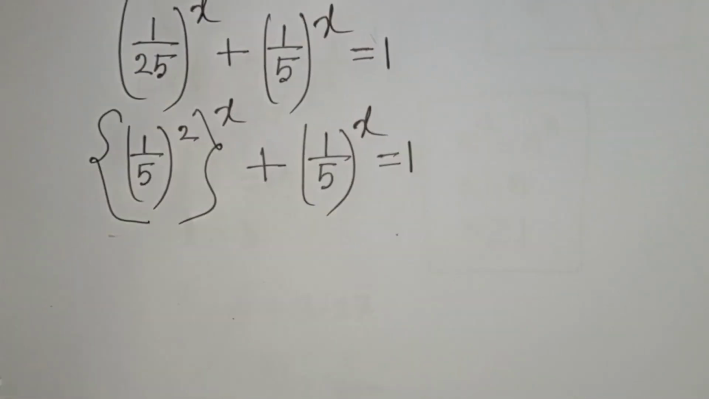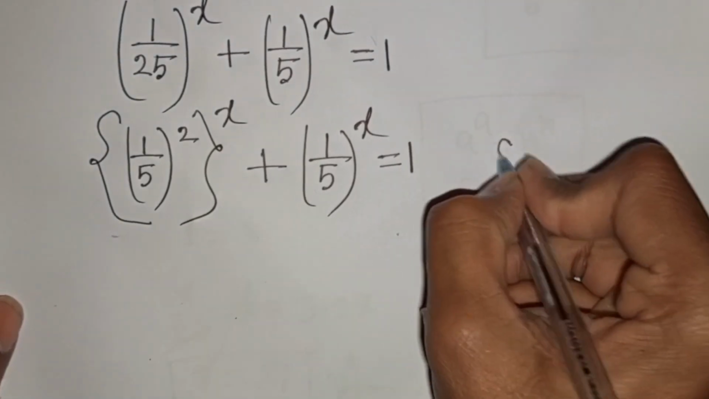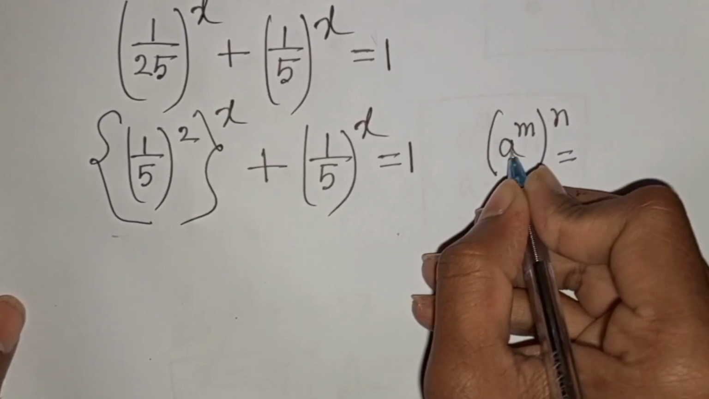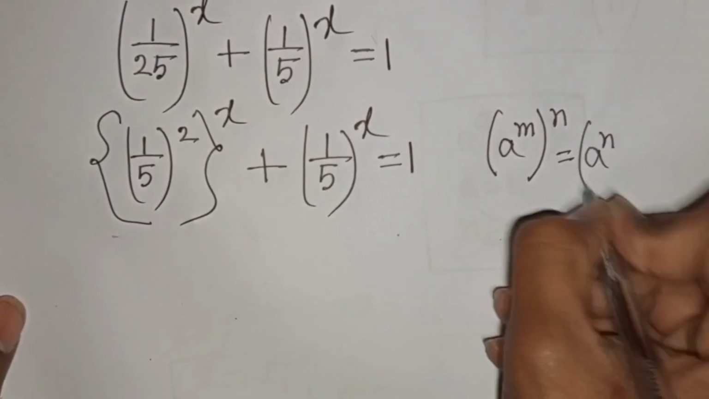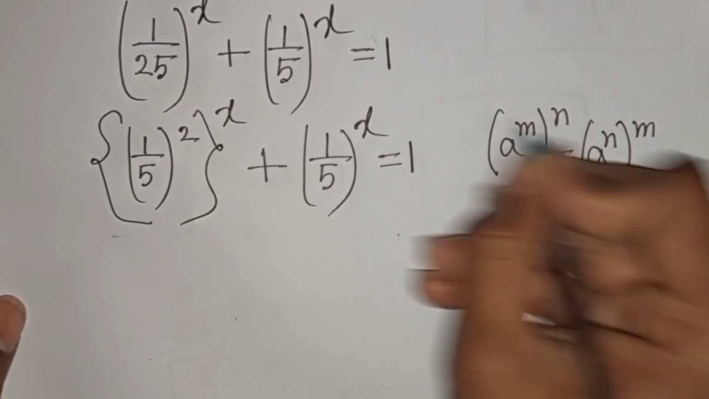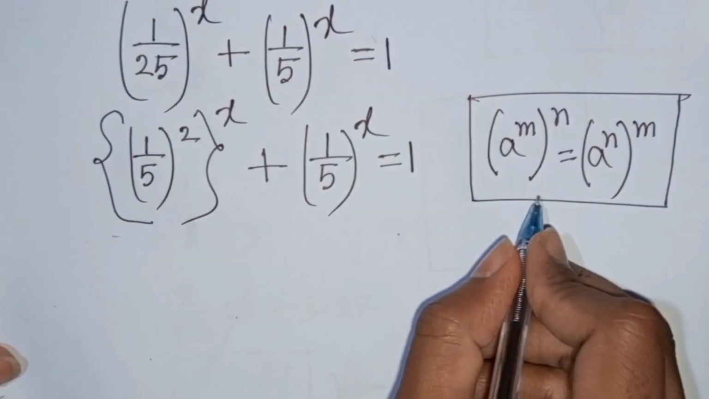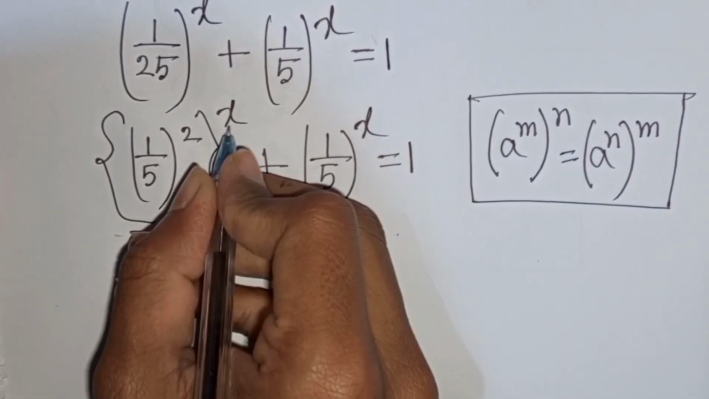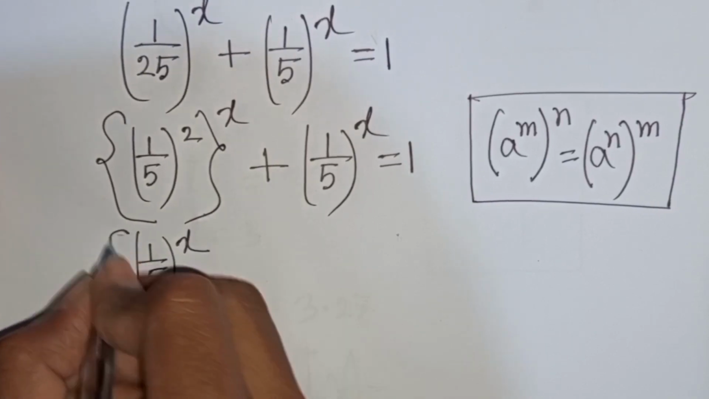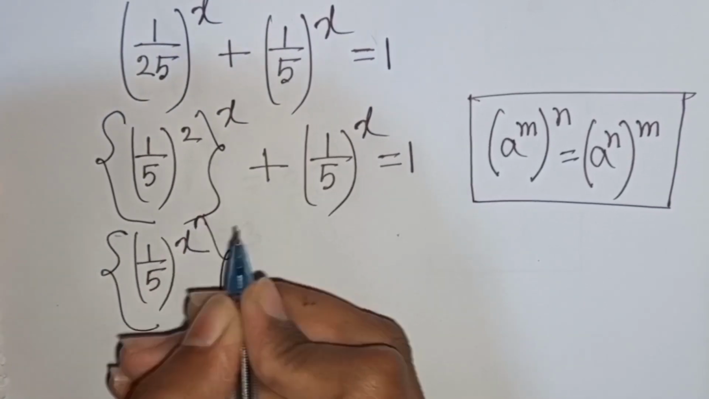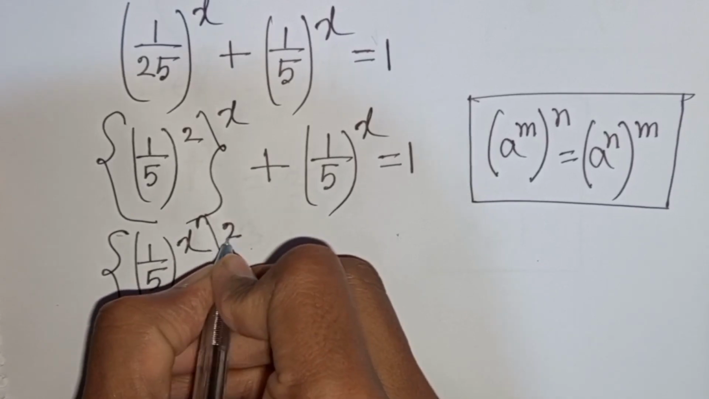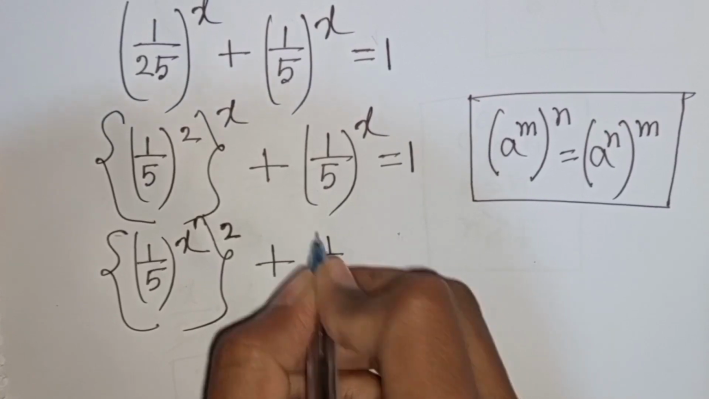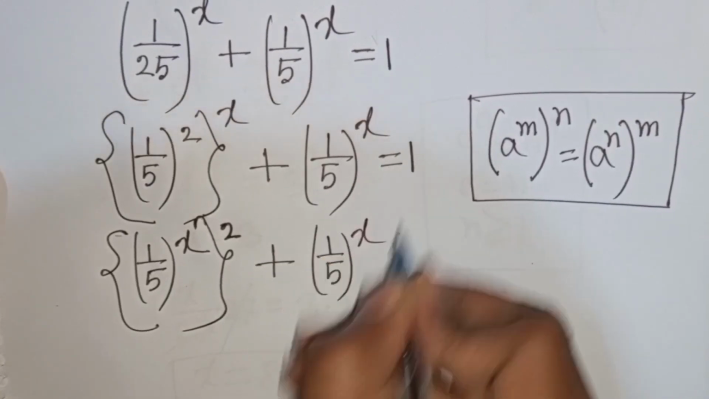Now here we can apply this exponential rule that a power m bracket power n is equal to a power n bracket power m. So according to this rule, we can write here 1 by 5 bracket power x, then second bracket power of 2, then plus 1 by 5 bracket power x is equal to 1.